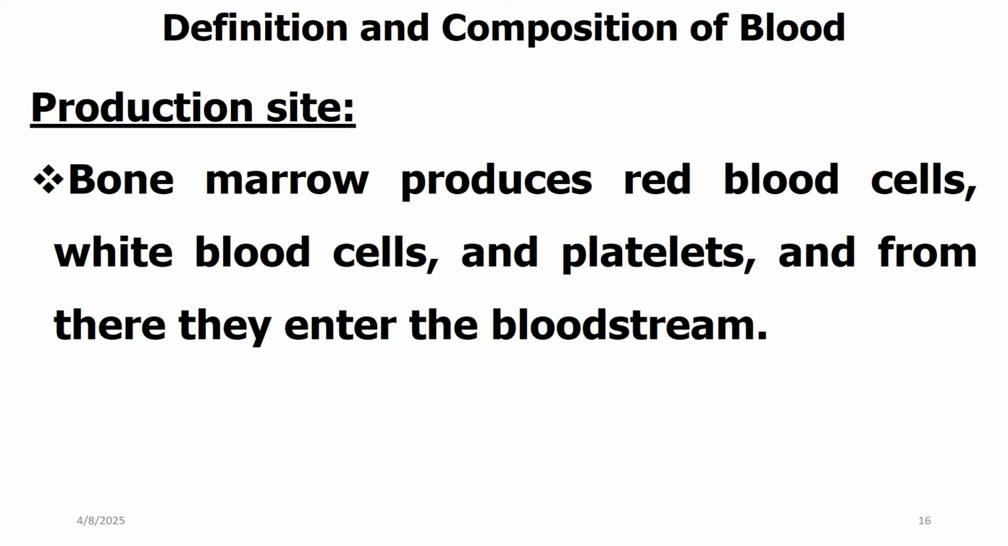Now, where and how are they produced? Bone marrow produces red blood cells, white blood cells, and platelets from where they enter the bloodstream. So, blood cells are produced from bone marrow.